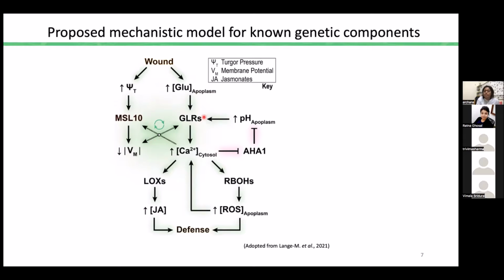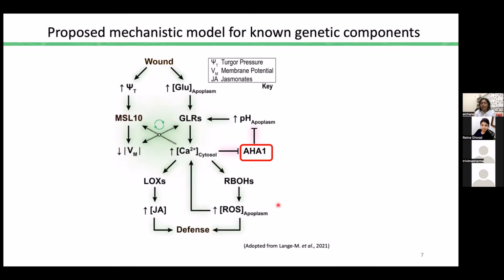This leads to the activation of the GLR proteins. And this GLR again leads to huge cytosolic calcium fluxes. And during my postdoc work, I found another genetic component, which I told you about: the plasma membrane proton pumps.